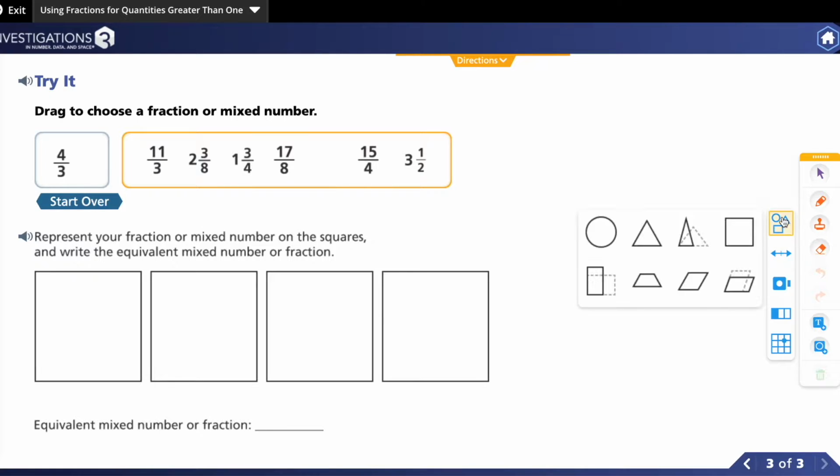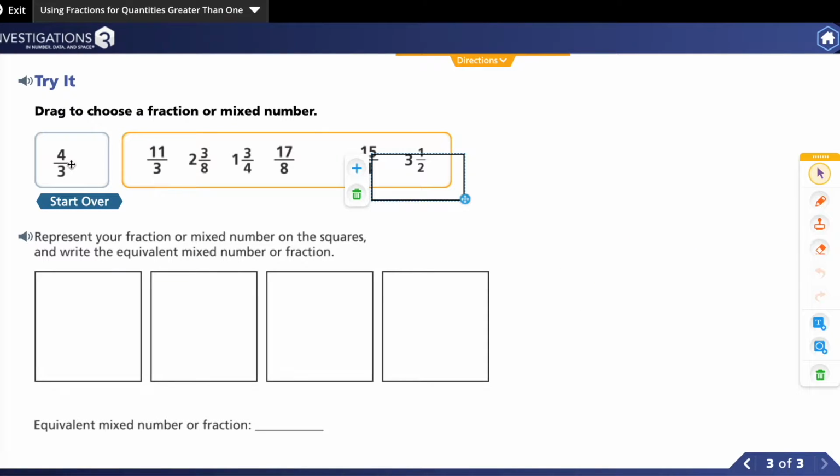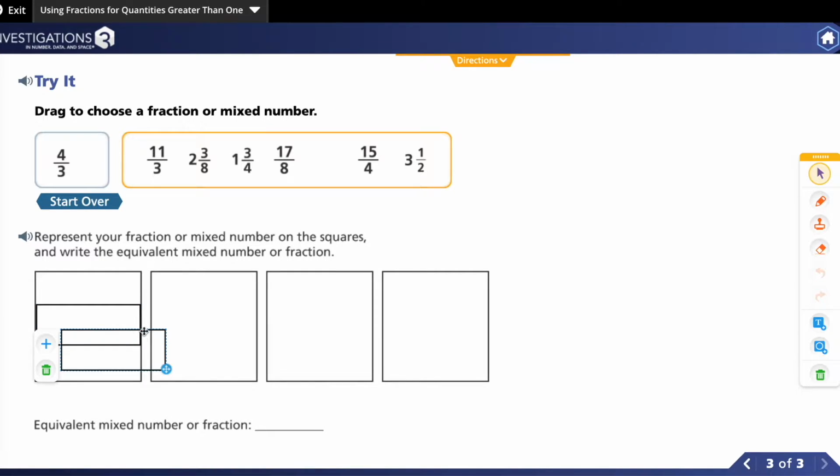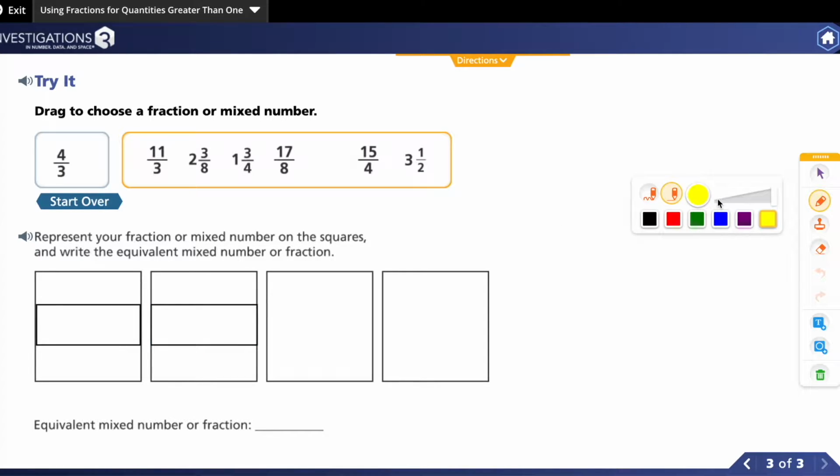I'm going to use a tool to help me. I know that the denominator is how many parts I have per piece. So I'm going to use this to break my squares into thirds. And I know that I have 4 thirds to color in. So I know it's going to be greater than 1.